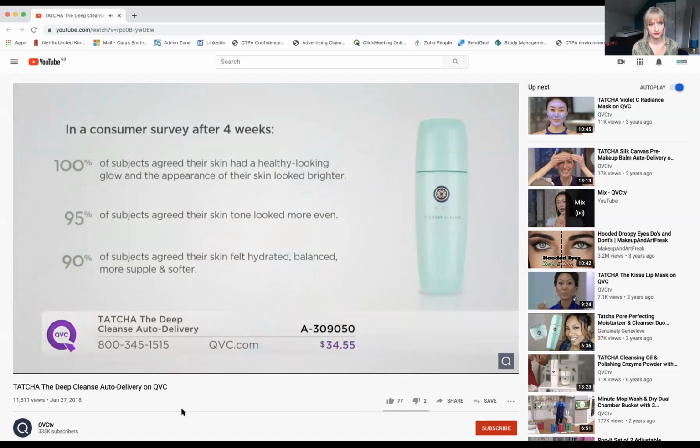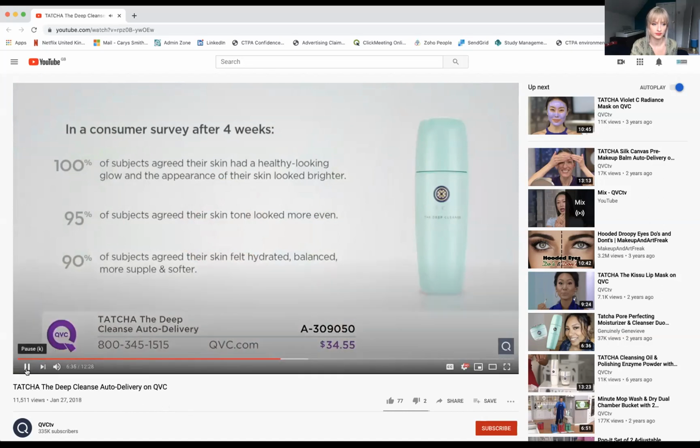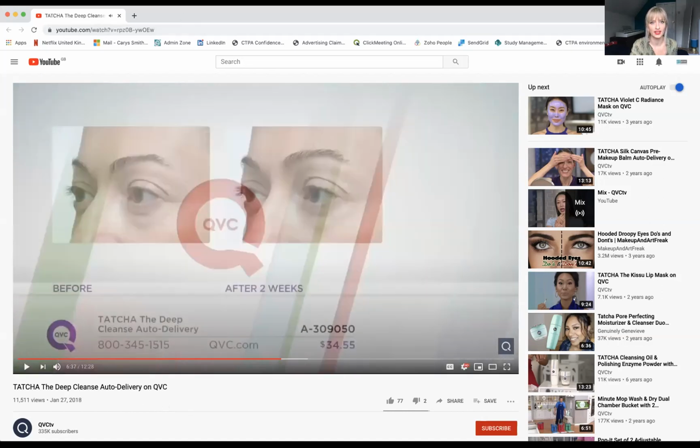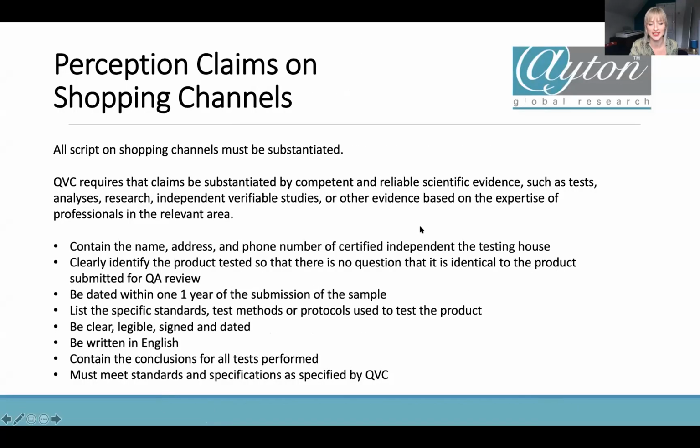That's what exfoliation does for you. 95% said that the skin tone was more even, and 90% said that the skin felt hydrated, balanced, supple. So the press is talking about this, Allure.com. Great. So as you can see, they're very good on there as well, really building up some hype about those products. But it's excellent data there, as you can see.